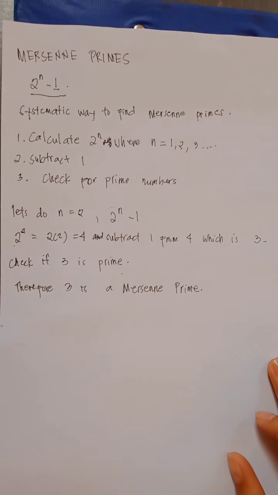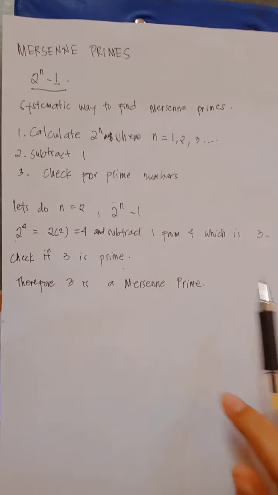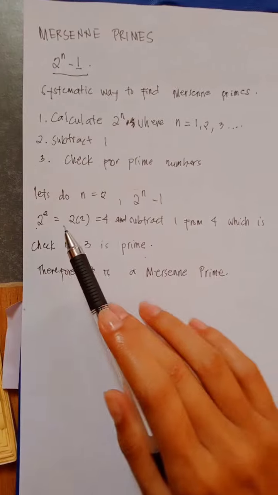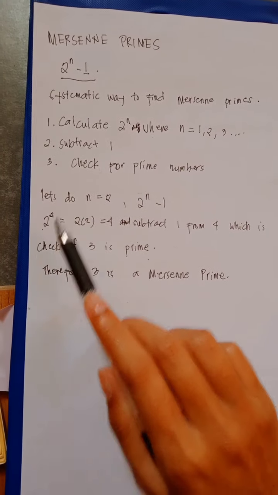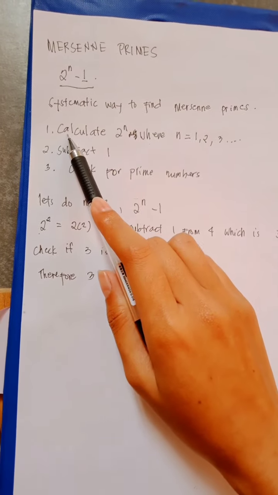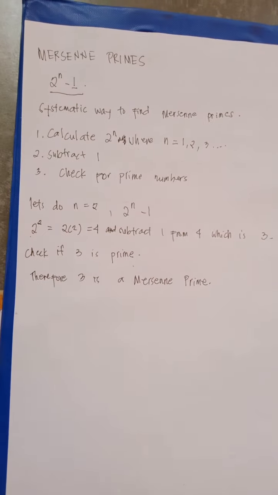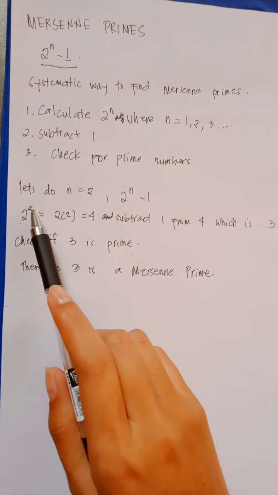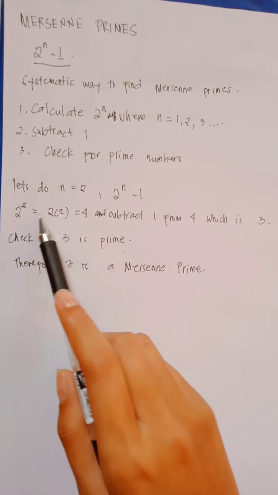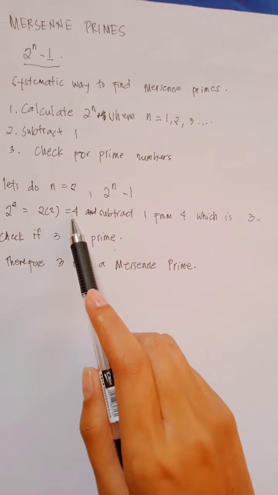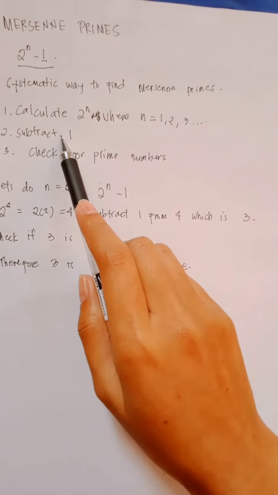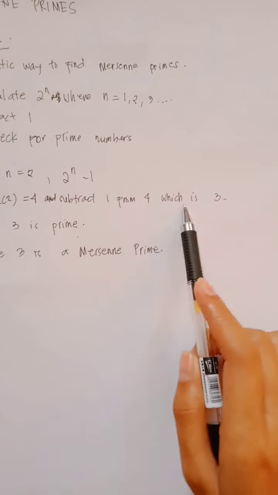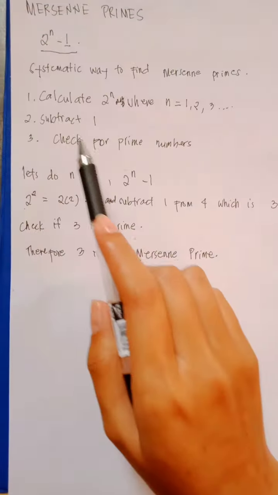Now let's do n is equal to 2. So we need to use 2 to the power of n minus 1. Let's do the first step of finding Mersenne primes: calculate 2 to the power of n, where n is some number. So 2 to the power of 2, because our n is 2, equals 2 times 2, which is 4. Then we subtract 1, the second step, from 4, which is 3. Then we need to check for prime numbers.